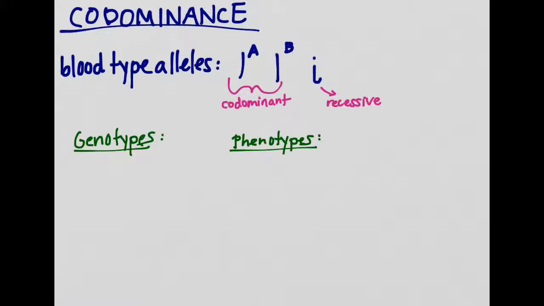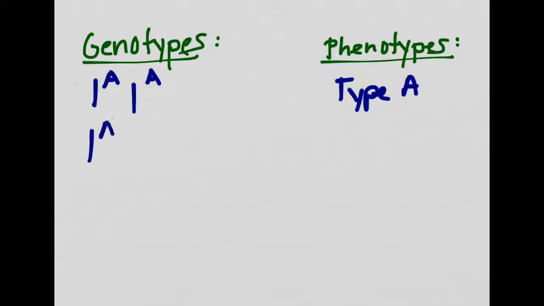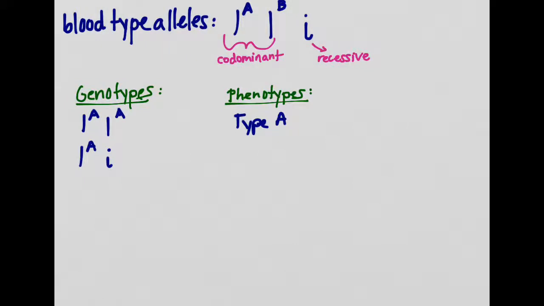Let's talk through all of the possible genotypes for blood types. You could have an individual that is capital I A, capital I A, and so they have both of the alleles for type A blood, so their phenotype is type A blood. You can have an individual that is capital I A with a little i, but we know that the little i is recessive, so that individual will still have type A blood.